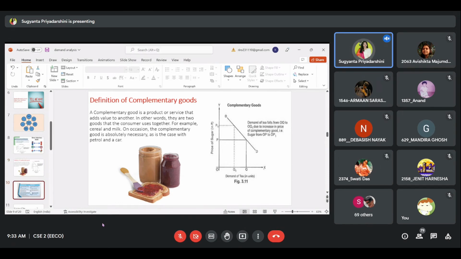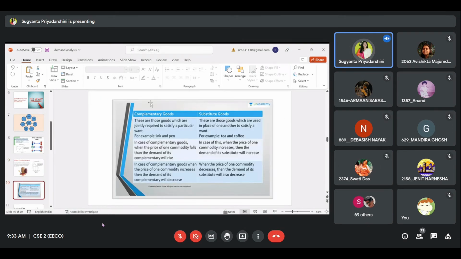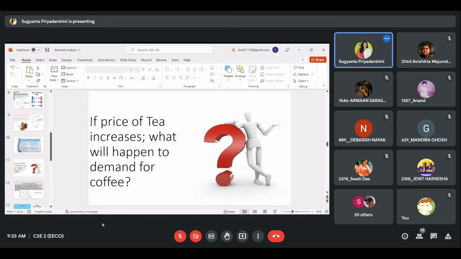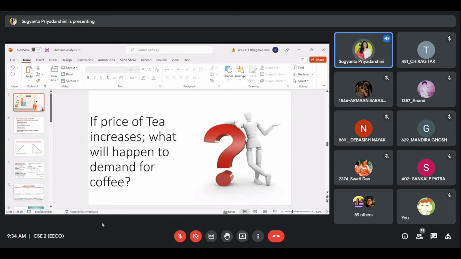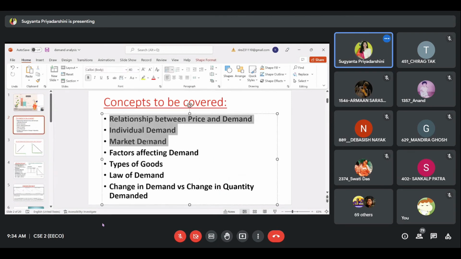However, for detailed analysis, I have provided you with a table from an academy. You can just go through the differences and figure it out. So try to answer this one: if the price of tea increases, what will happen to the demand for coffee? It will increase or decrease? It will increase. Okay, very good. So we are clear till this.